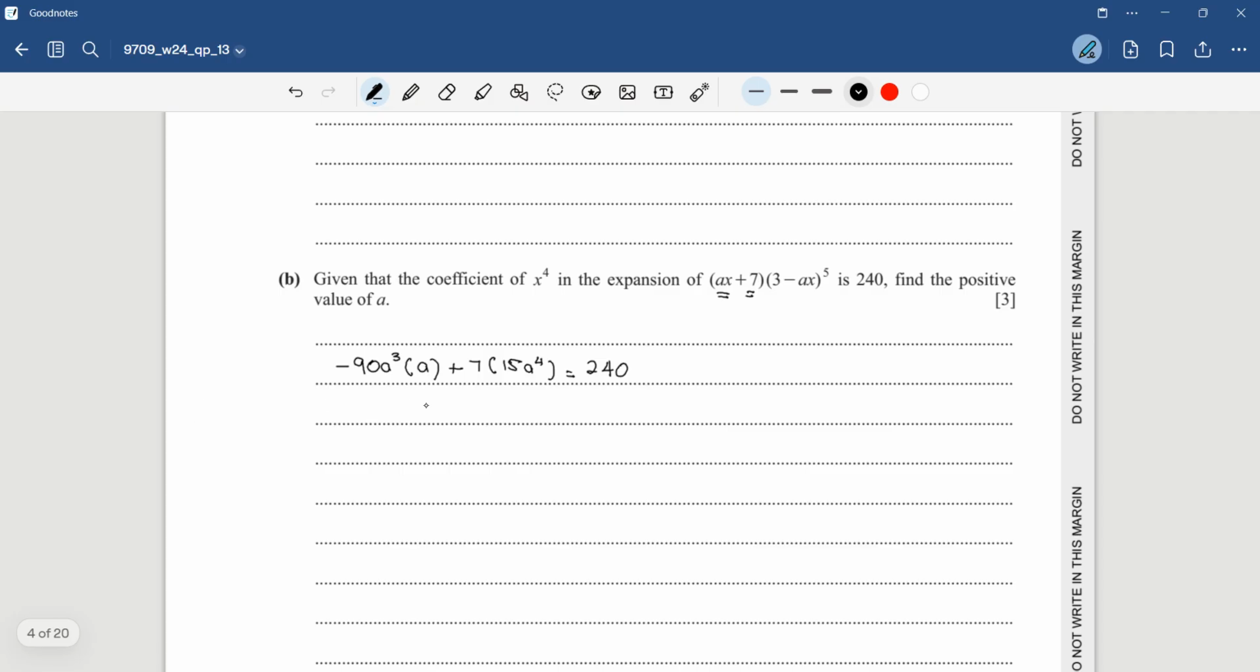So simplify this, you will get negative 90 a power of 4 plus 105 a power of 4 equal to 240. So 15a power of 4 equal to 240. Therefore, a power of 4 equal to 16. Okay, and your a, since it is a power of 4, it should be plus minus 2. And here the question said positive value. Therefore, my a equivalent to only positive 2.